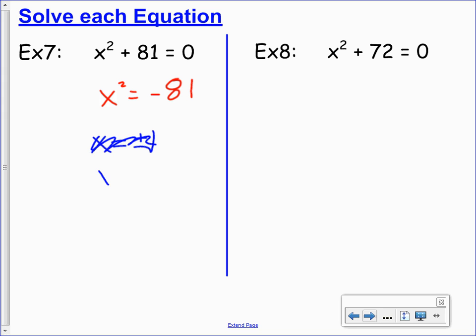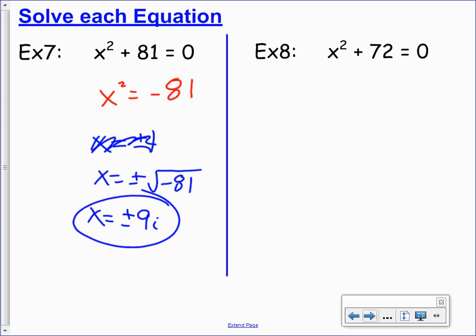X equals plus or minus the square root of -81. And we know what the square root of -81 is: 9i. So x equals plus or minus 9i. Oh, this is so good. Okay, here we go.